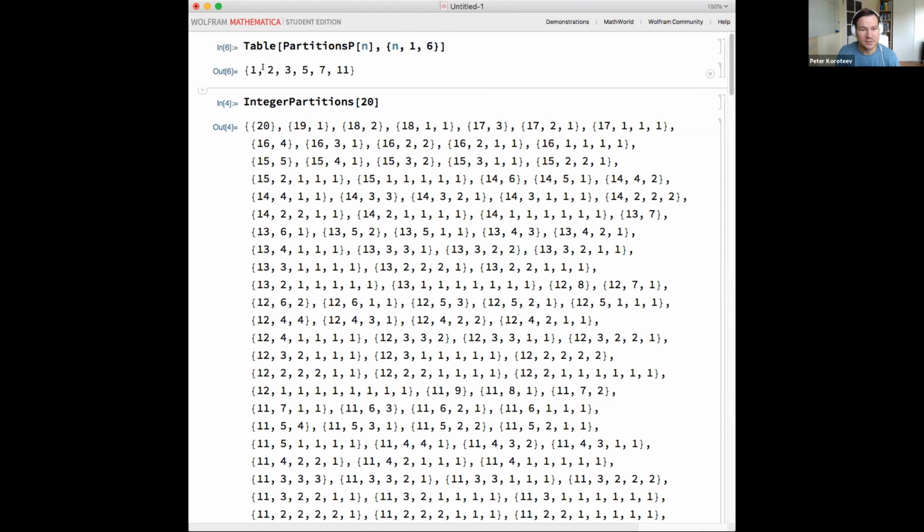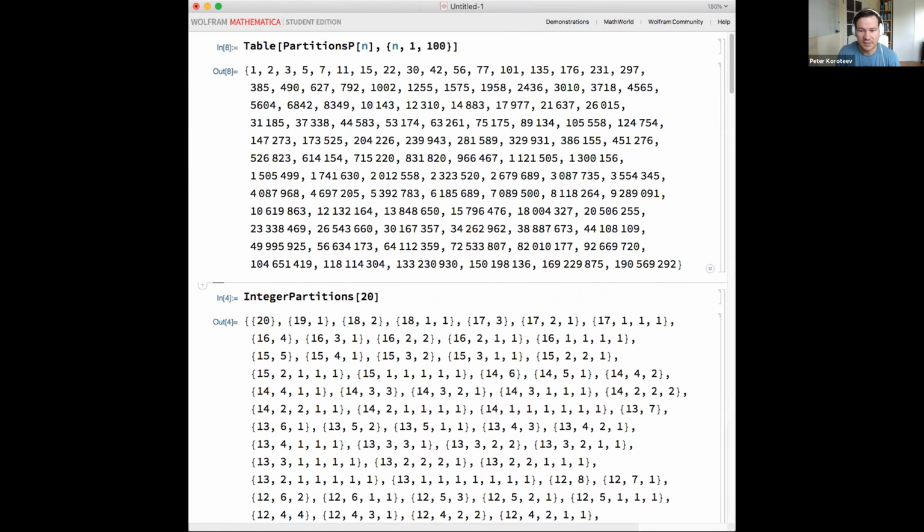You see it grows like this: 1, 2, 3, 5, 7, 11, and then you can continue it on, right? So 10, maybe 100. It grows pretty fast. p of 100 is 190 million, right? There is no formula for this partition function, so you cannot just say that p of n is equal to something. But there is a recursive relation, in fact there are several kinds of recursive relations.